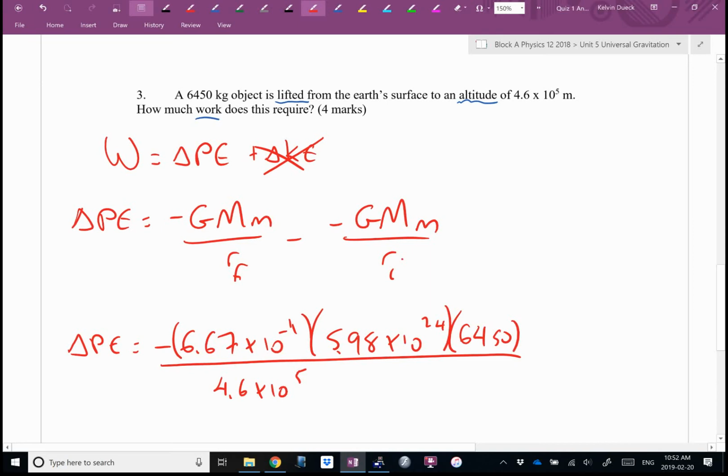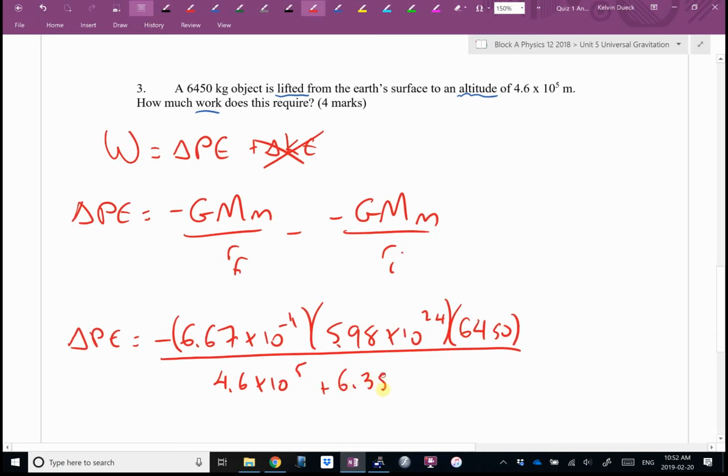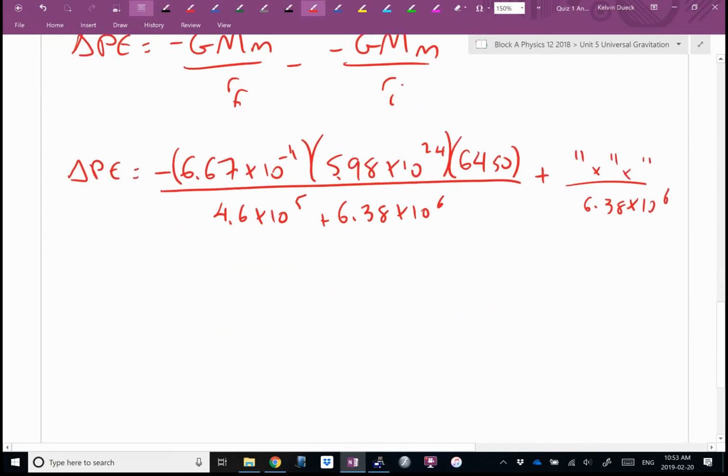Do I need to add the radius of the Earth to that or not? Yeah? Why? It's an altitude. Also, because if that was the radius, I'm underground, because the radius of the Earth is 6.38 times 10 to the 6th. So I kind of know that I'm not going underground, plus 6.38 times 10 to the 6th. Minus is a plus, ditto mark times ditto mark times ditto mark divided by 6.38 times 10 to the 6th. Again, if you want to type that in one fell swoop, you can. I find it way easier to backspace and edit.